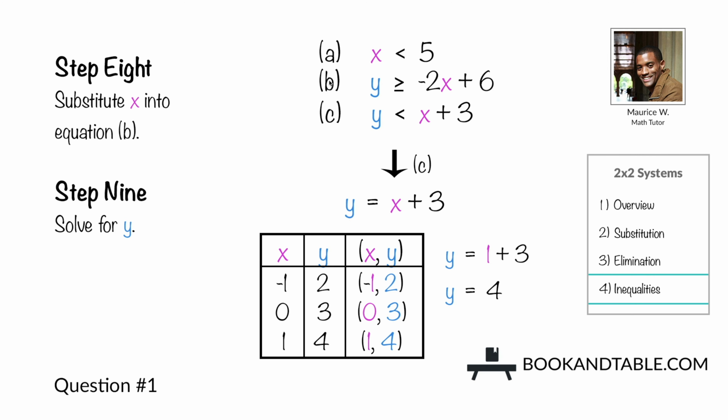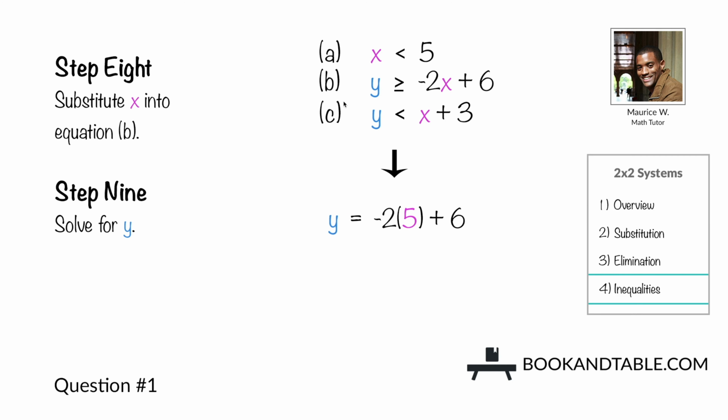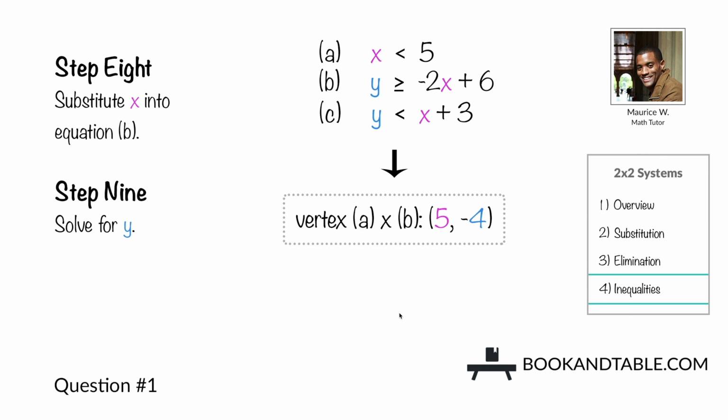So for A and B, equation A is x is equal to 5. So we can substitute x into equation B here and then solve for y, step 9, giving us negative 2 times 5, which is negative 10, plus 6. Negative 10 plus 6 is equal to negative 4. So when x is 5, y is equal to negative 4. So that's vertex AB.